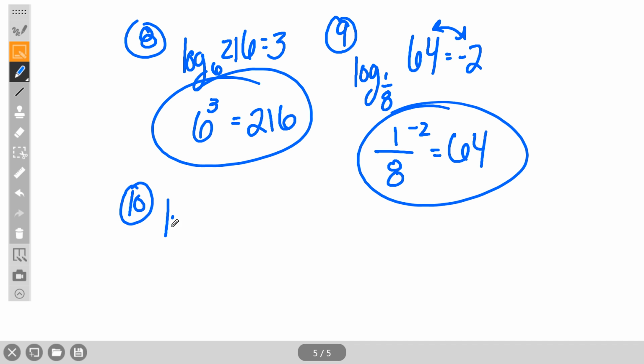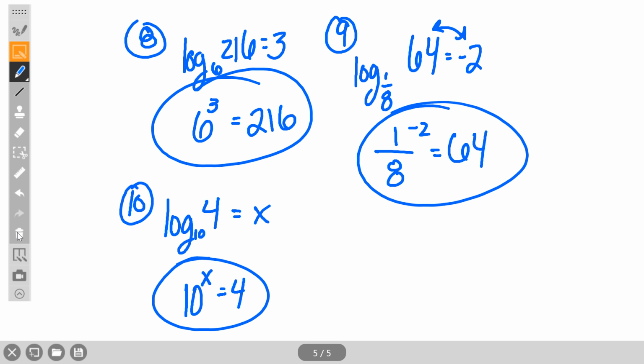Number 10, log of 4 is equal to x. Now remember, if there's no base written here, you can assume the base is 10, so you can go ahead and add that here. So the base is 10. So the base stays the same, except these two switch, so 10 to the x is equal to 4.